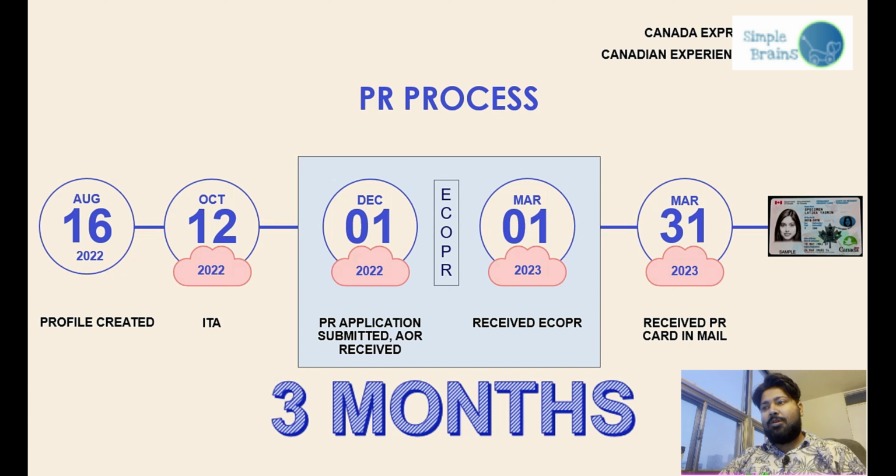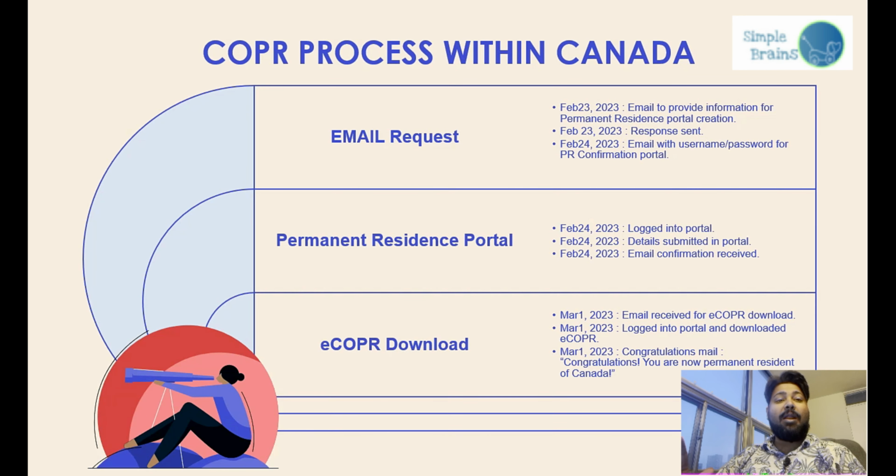I'm right now talking about the eCOPR process, which comes after your PR application submission and before you receive your eCOPR. You can see right now on the screen I'm showing it. That's the process in between. It comes within that time frame, and after that you receive your PR card. So the COPR process in Canada is a very short process. It comes at the end of the PR, when your PR is approved by the system.